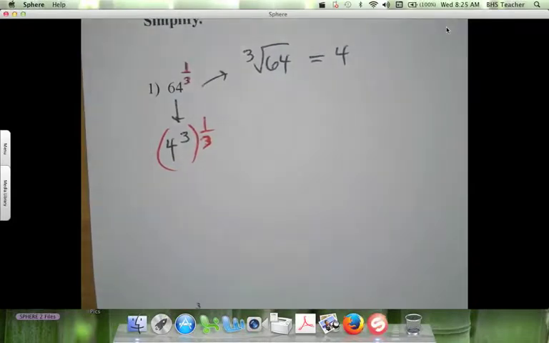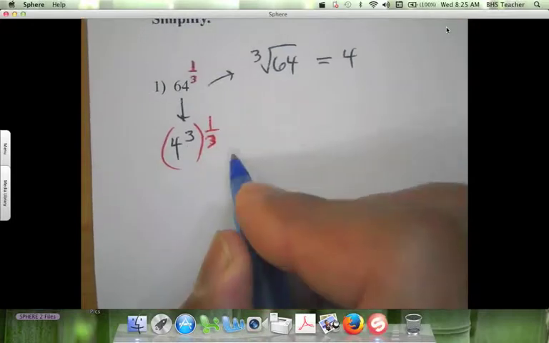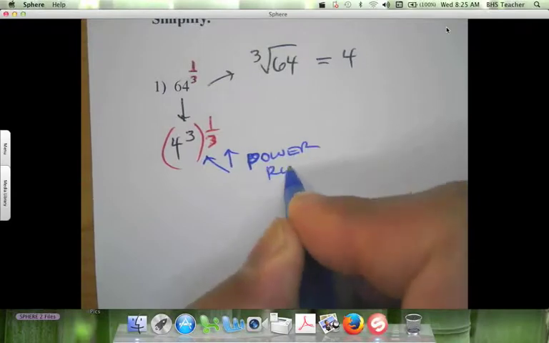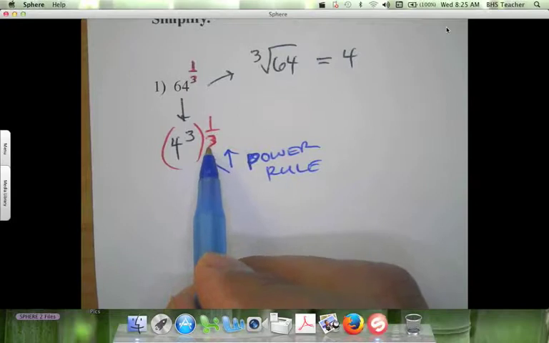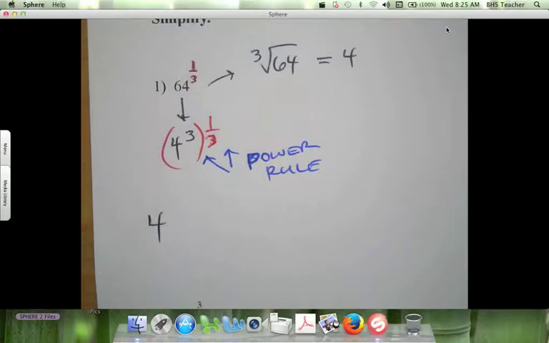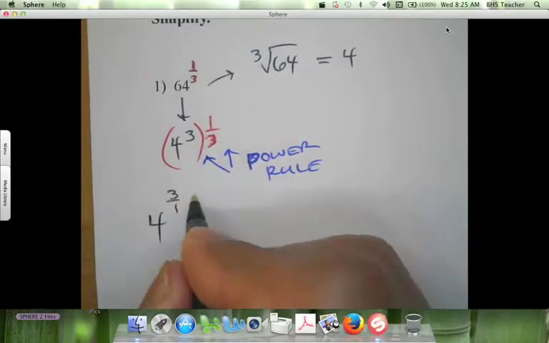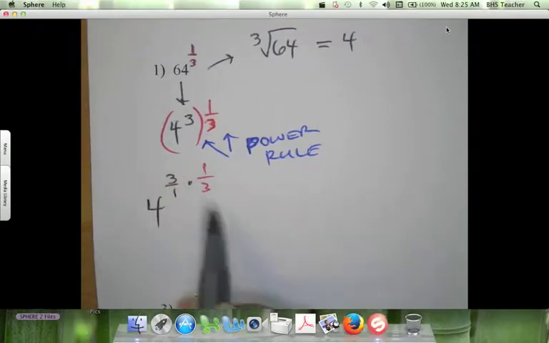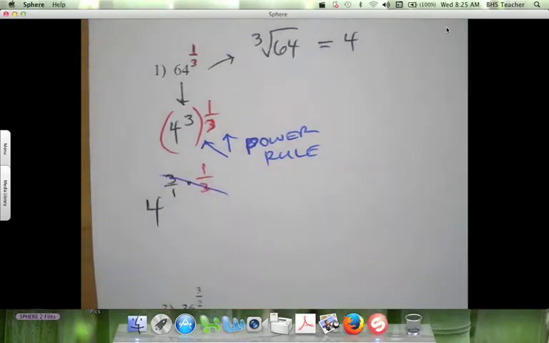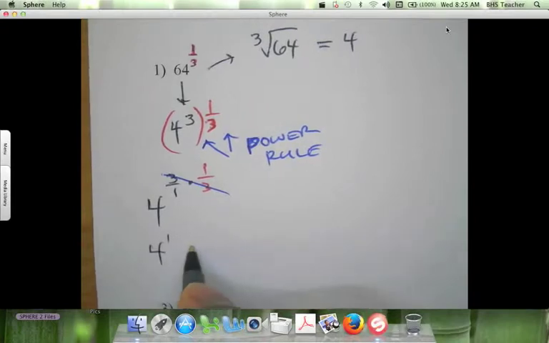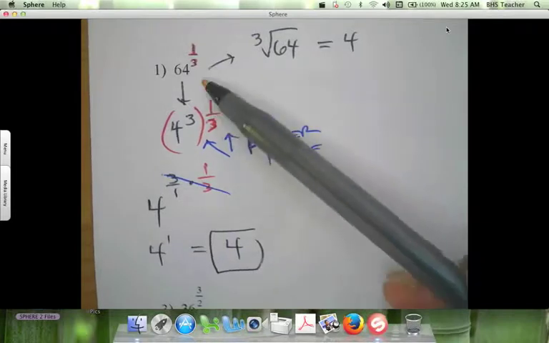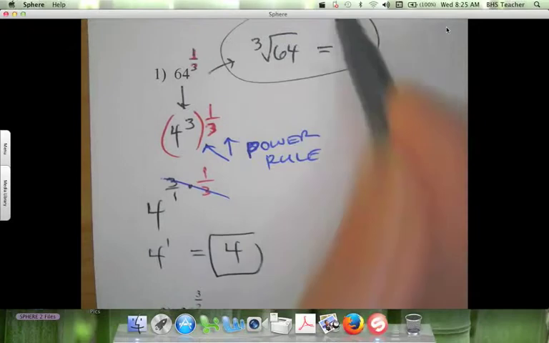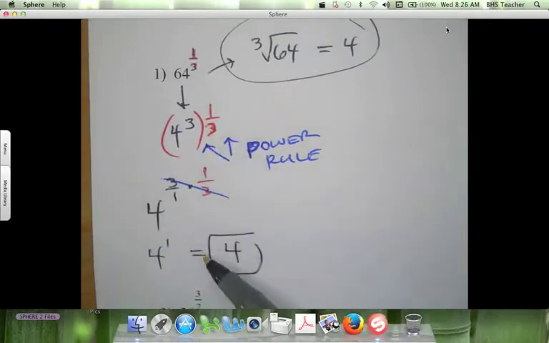And from here, we have the situation where you have a power raised to another power. That's the power rule. If it's an exponent raised to another exponent, we multiply. When you get 3 over 1, which is this 3 times the 1 over 3, what happens here? Well, those 3's divide out. You're left with 4 to the power of 1, and the answer is 4. See, algebraically, this is the way you show the work and prove that the answer is 4, versus the calculator just doing the work for you. This is the way you're going to need to show your work, so that I know you're not just using the calculator.